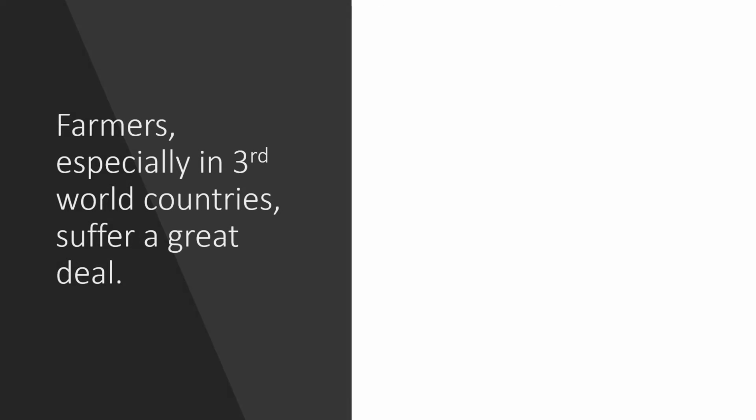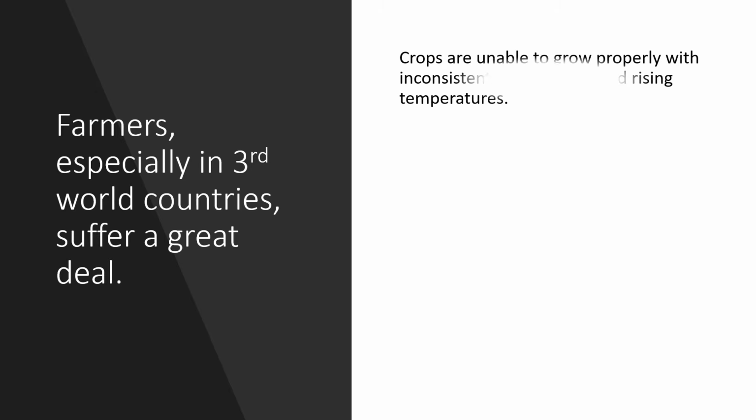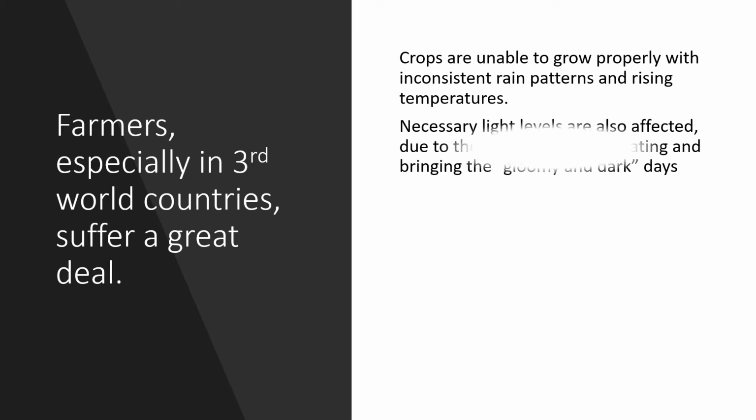Farmers, especially in third world countries, suffer a great deal from this. They do not have enough funds or technology to deal with it, so their crops are unable to grow properly with inconsistent rain patterns and rising temperatures. Necessary light levels are also affected, as fluctuating rain patterns bring gloomy and dark days.